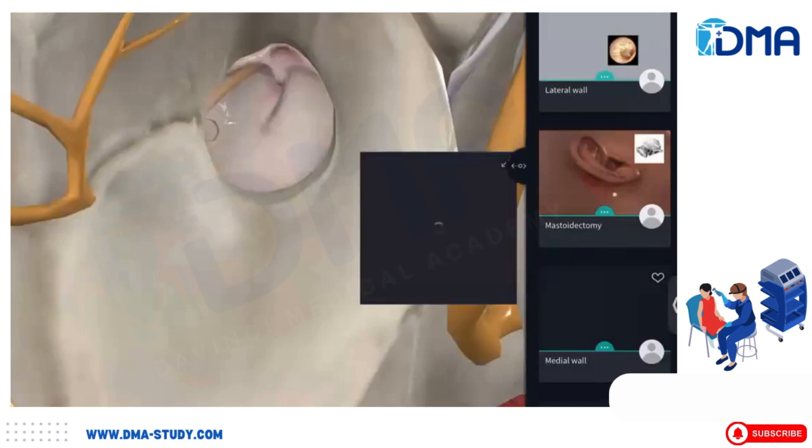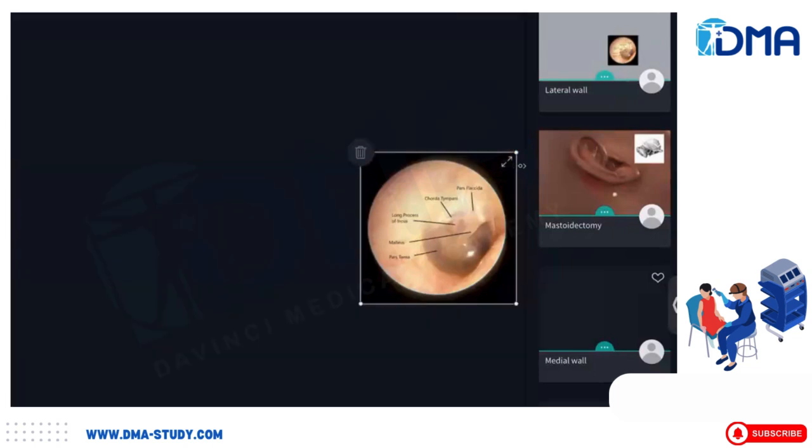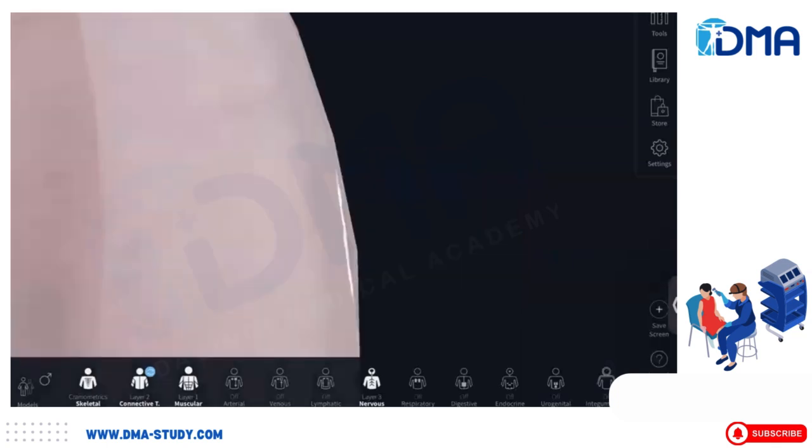Okay. Can you look at this? This is the lateral wall of the middle ear. This is the tympanic membrane. This is the normal appearance of the tympanic membrane. Can you look at this? This is pars tensa, pars flaccida. It's a bright tympanic membrane. So these are the normal tympanic membrane findings.